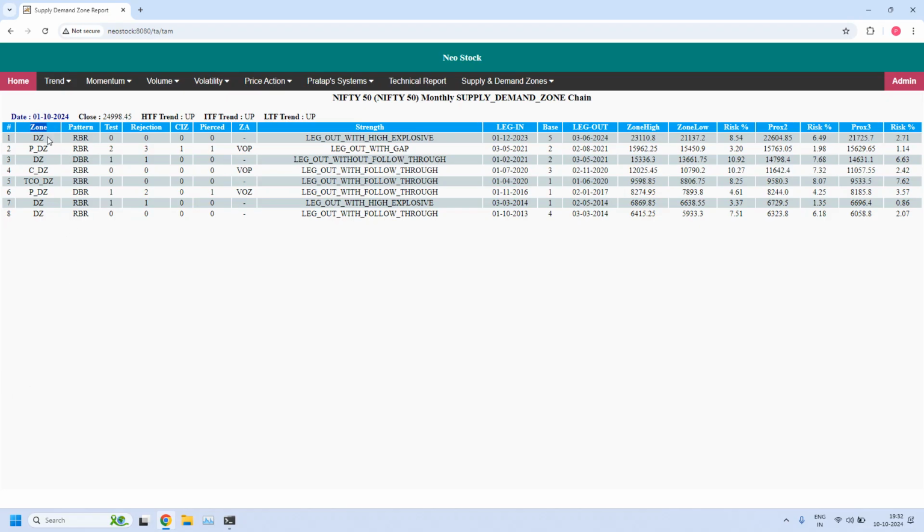Always look into the zone column for finding high liquidity zones. Look into the pierced column. If any zones are pierced, they are invalid. You can ignore them. Always look into the LTF trend for the time frame you have selected, and then ITF and HTF trend. So same rules you can apply to the others, and also don't forget to pause the video because I am giving you only a few seconds time. Once you read, you can proceed further.